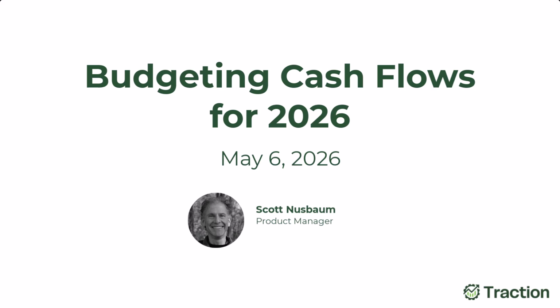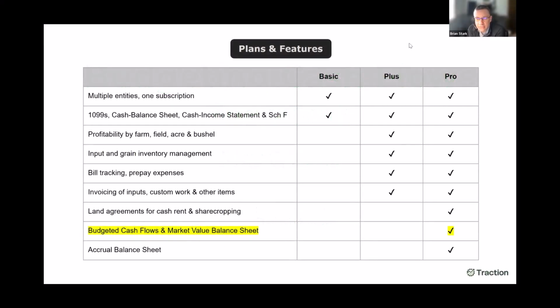Cash flow budgeting is the area that we'll be focusing on today. And when you start looking at the three different tiers that we offer, the feature that we'll cover today will fall in Traction Pro. So if you've got Basic or Plus, you won't have this capability today. But for those that have Pro, you'll be able to do everything that Scott is showing you.